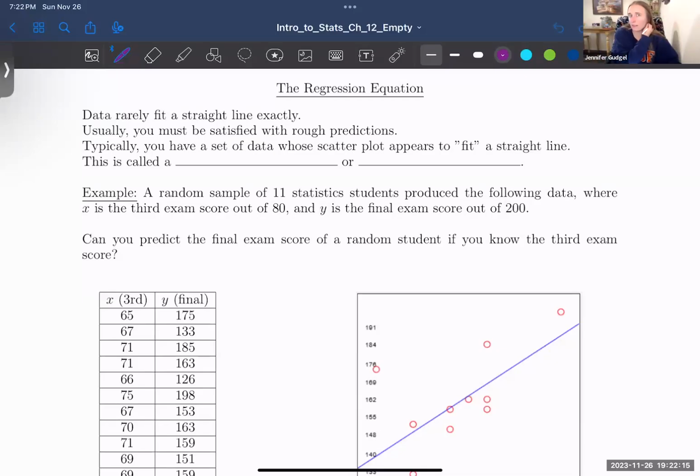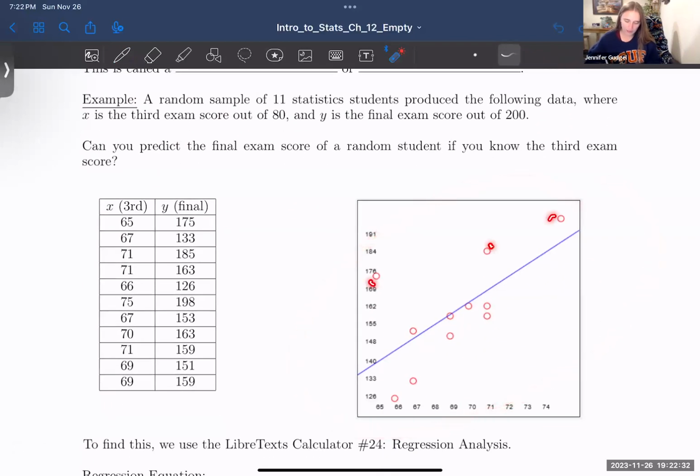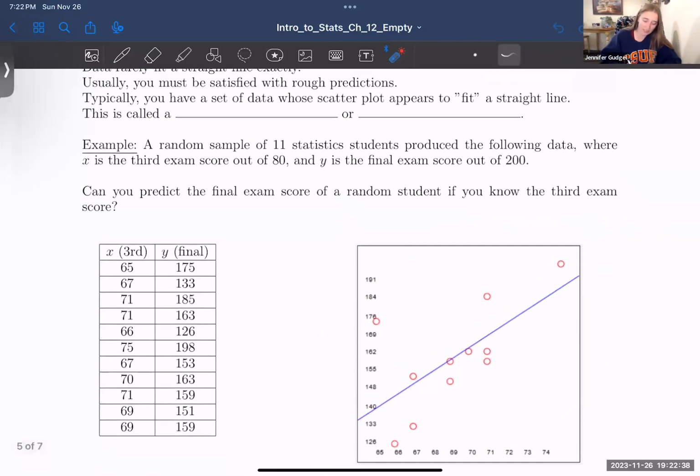So I mentioned this in the last video, this line of best fit. It's because the data will very rarely fit a line exactly. You're always going to have something that's out of place. As you can see below, we have all of our dots, and we have this line that the calculator calculated as the line of best fit.